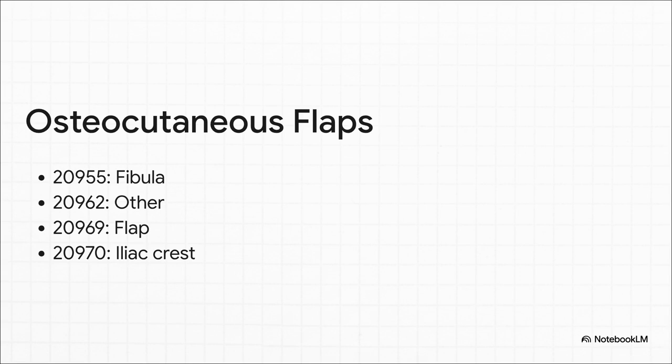For these highly intricate, free osteocutaneous flap procedures, which you'll find on page 137, your coding selection depends entirely on where that graft was originally harvested from. If the surgeon took the living bone from the fibula and the leg, you're going to use 2955. If they took it from the iliac crest on the hip, you use 2970. It's that simple. You just follow the origin of the graft to ensure flawless coding.